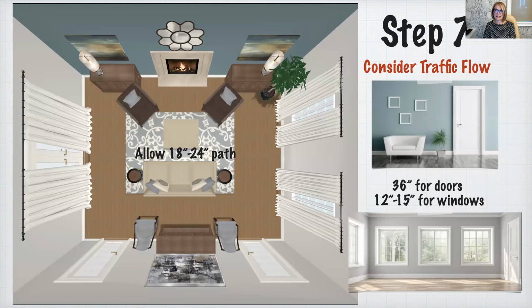So this next step is all about traffic flow. So here we are back on that same bird's eye view of the floor plan that I showed you at the beginning. And with the furniture layout here, there's an allowance of 18 to 24 inches that you should leave between furniture so that you're going to have a proper path of walking.